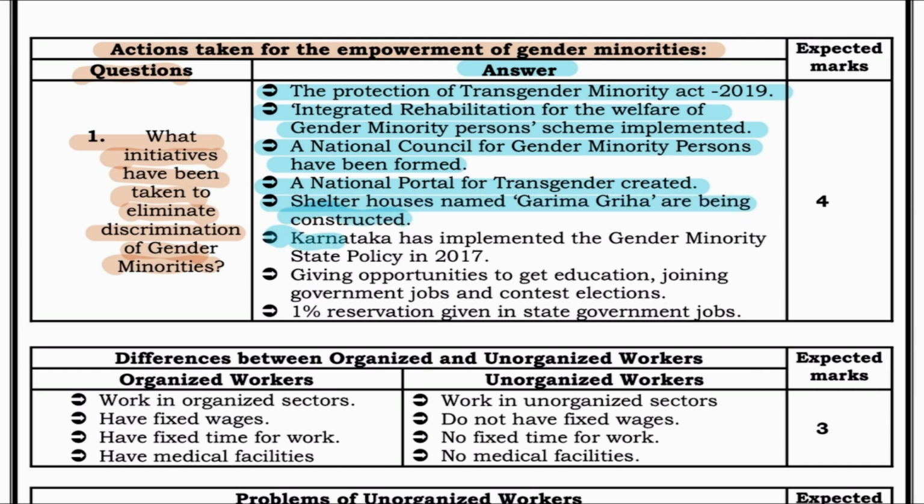Karnataka implemented the gender minority state policy in 2017, giving opportunities to get education, join government jobs and contest elections. 1% reservation is given in state government jobs.